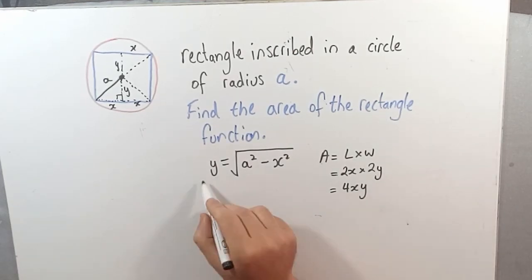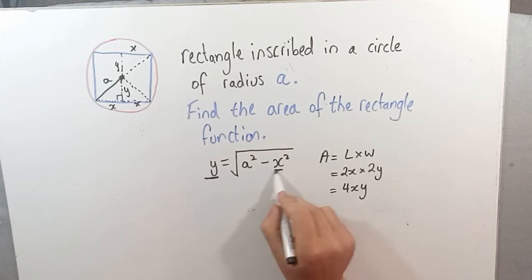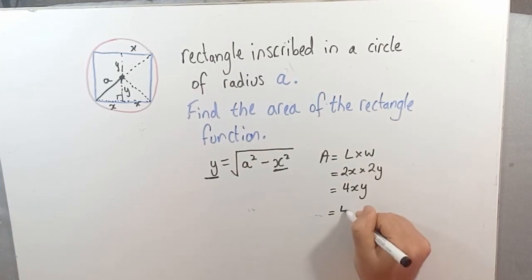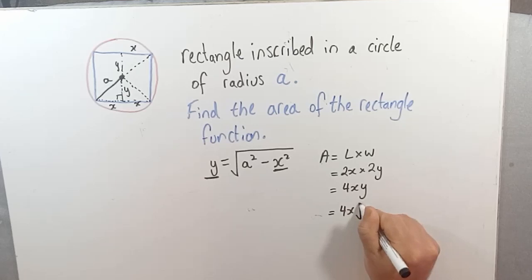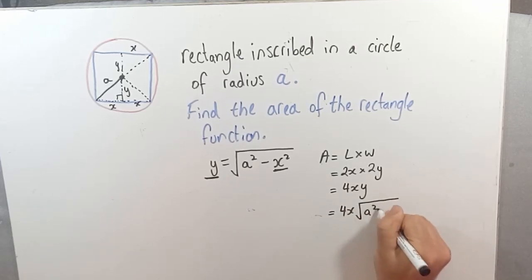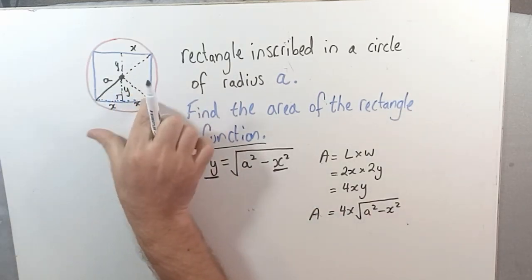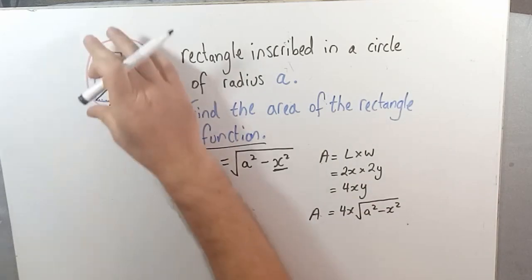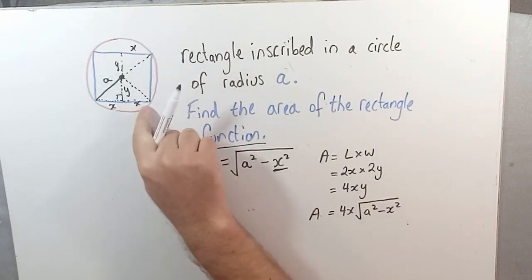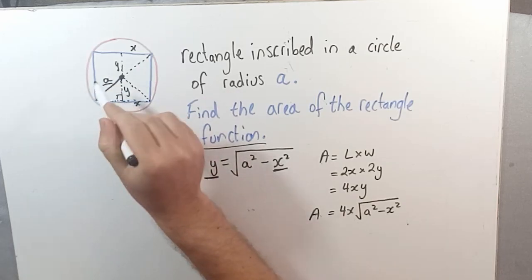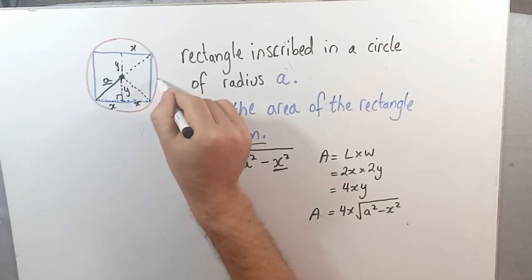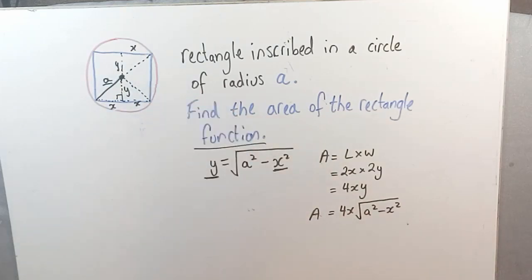Okay, and this is great because we've got a value for y here in terms of x, so we could substitute that in. So I get 4x square root of a squared minus x squared. Okay, so this is the rule for our area, but we want to write it as a function, so we've got to have the domain. Now, how big can x get? For different rectangles in here, the maximum x could be is 2a. It couldn't be any more than the diameter of the circle.